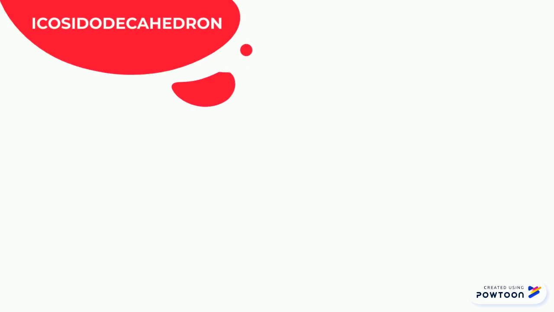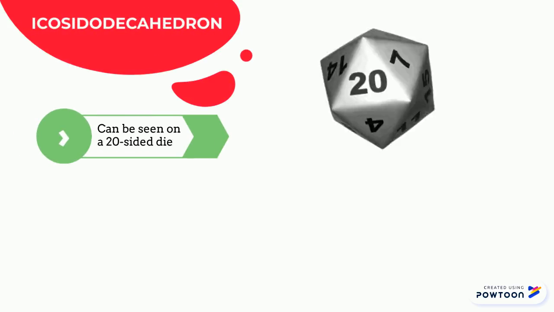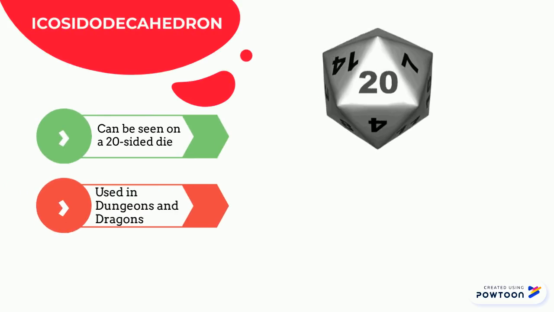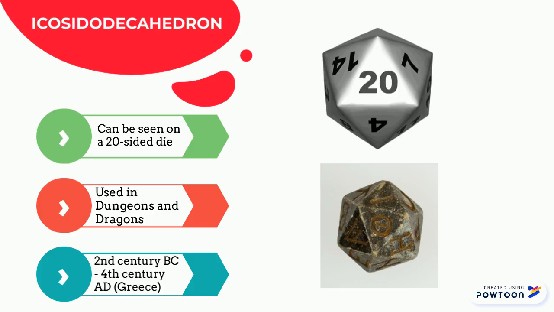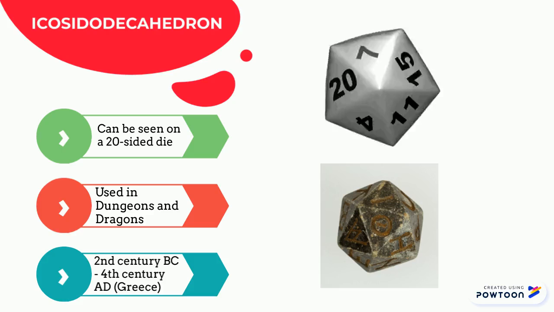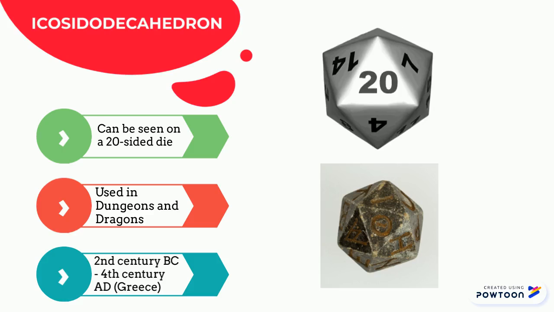An icosidodecahedron can be seen on a 20-sided die, which are used for games like the popular Dungeons & Dragons. But this 20-sided die has been in existence since the 2nd century BC to the 4th century AD, which had Greek letters inscribed back then, as seen here.